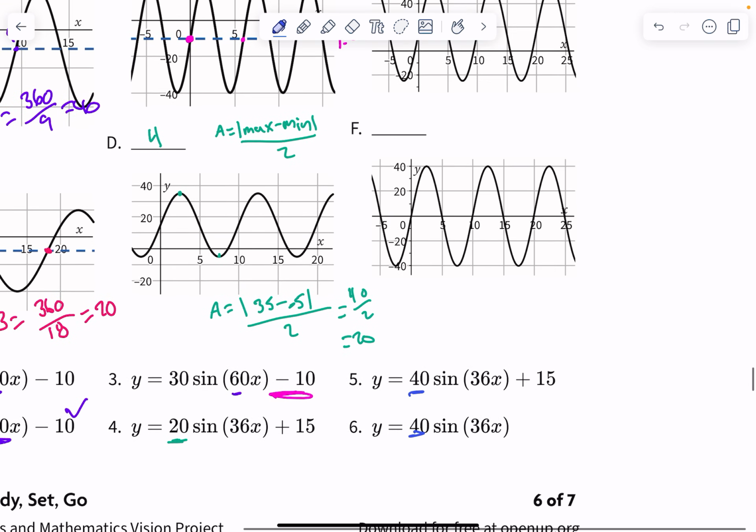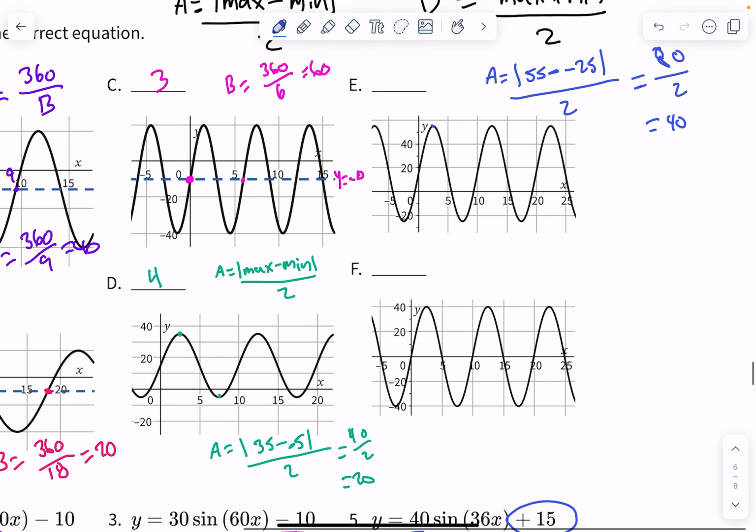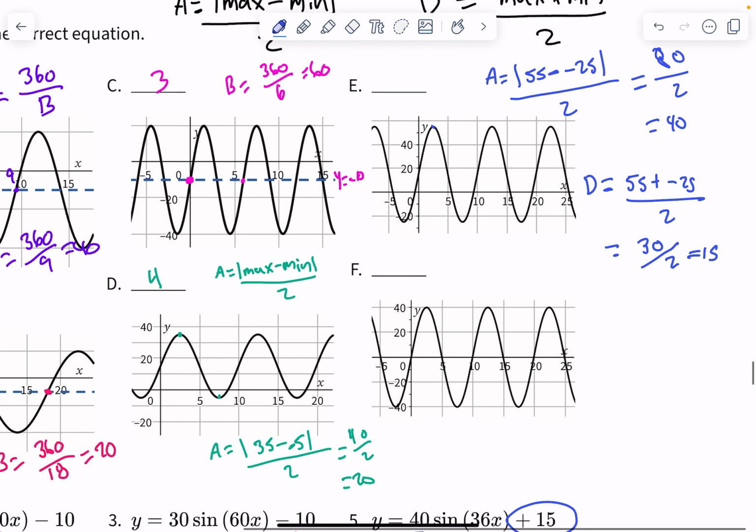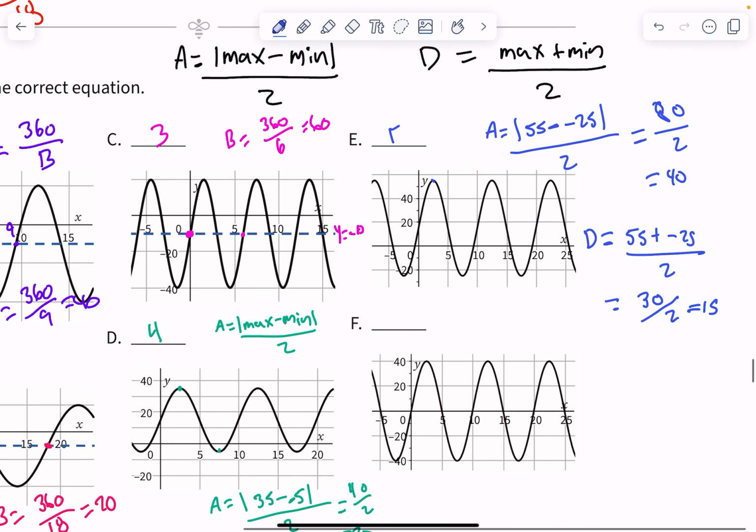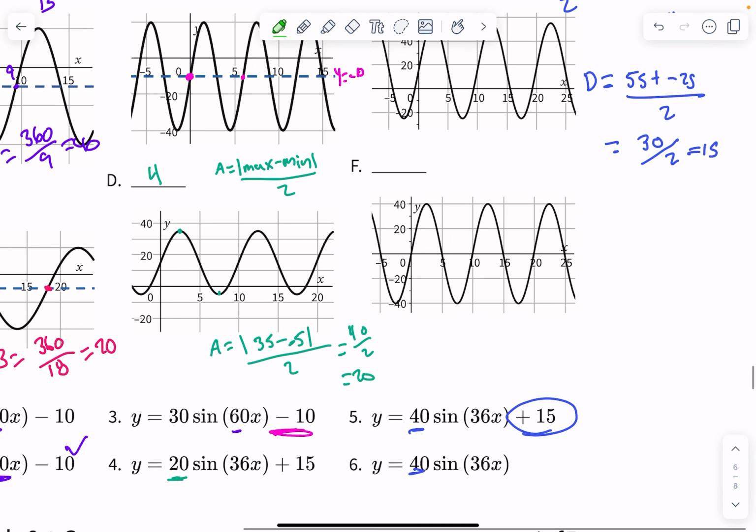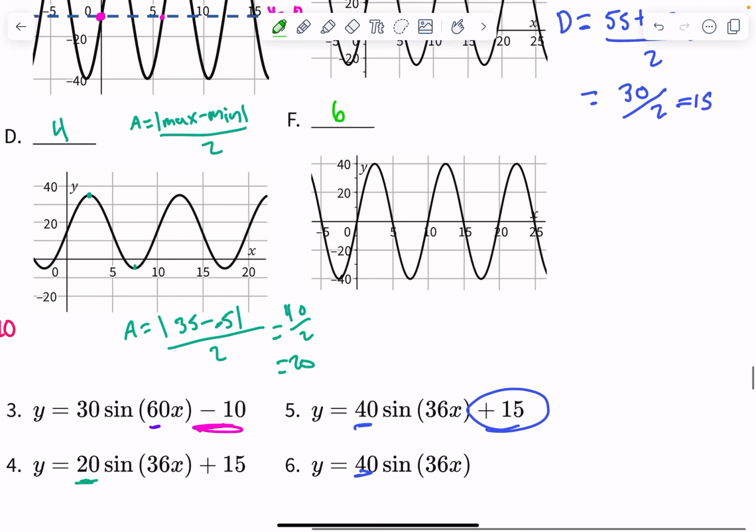So the thing that's going to determine this is my midline. My midline D is equal to 55 plus negative 25 all over 2. In this case, 55 minus 25 is 30, divided by 2 is 15. So D is 15, so E should be 5. And then last but not least, by default, F is going to be 6. Okay, let's test it out though.